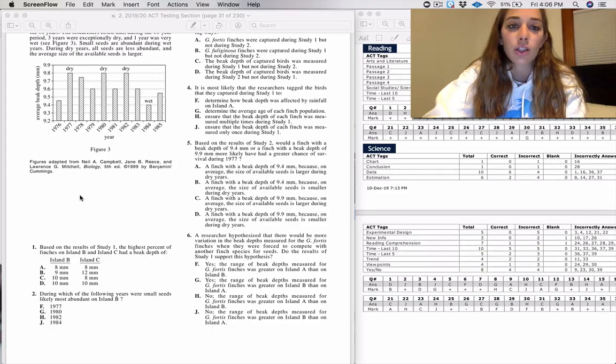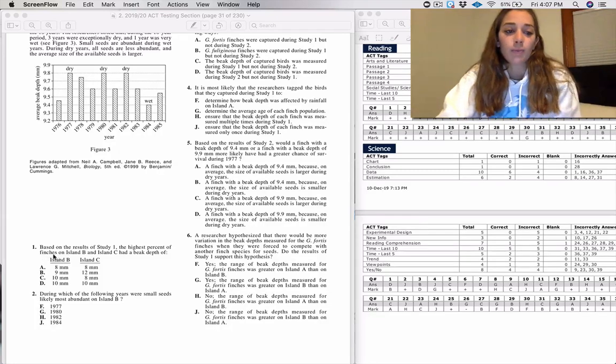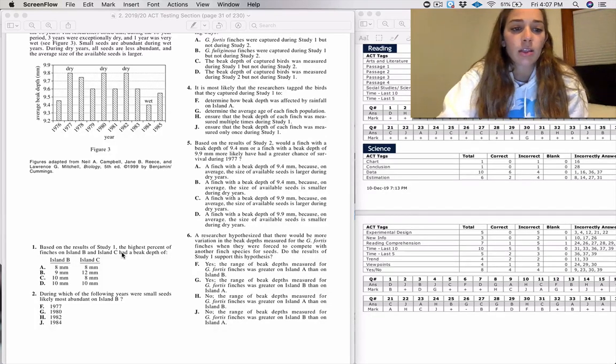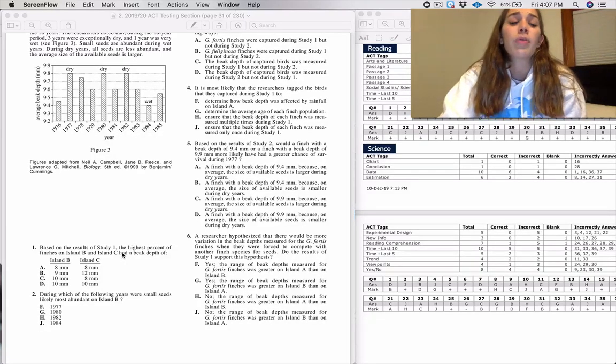So looking at the questions, the first type of question, which is my favorite question, is a data question. Now, a data question is just a straightforward, get information from a table or from a graph and answer it. So let's look at number 1. Okay, based on the results of study 1, the highest percentage of finches on island B and island C had a beak depth of. This is straightforward pulling data from the question.